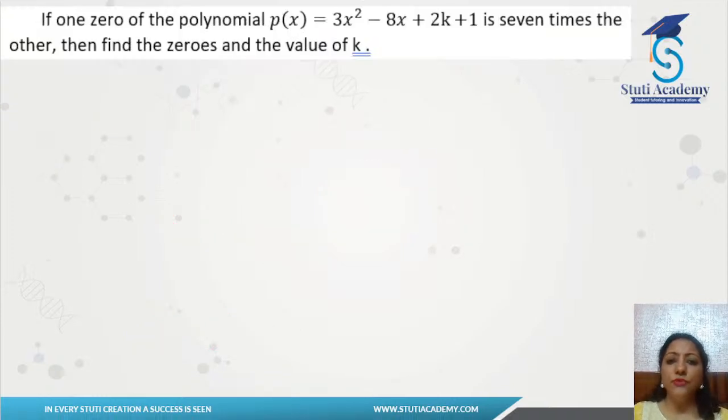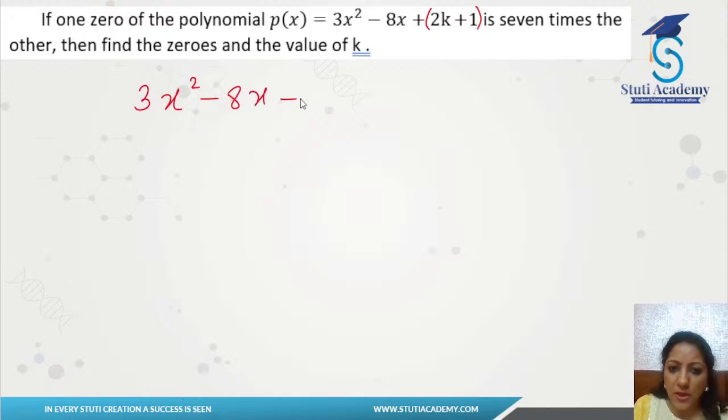So let us discuss a few questions based on this. These are a bit twisted questions. If one zero of the polynomial p(x), 3x square minus 8x plus 2k plus 1, is 7 times the other, find the zeros and the value of k. Please notice this 2k plus 1 is the constant term. I'll just write the polynomial again: 3x square minus 8x plus 2k plus 1.